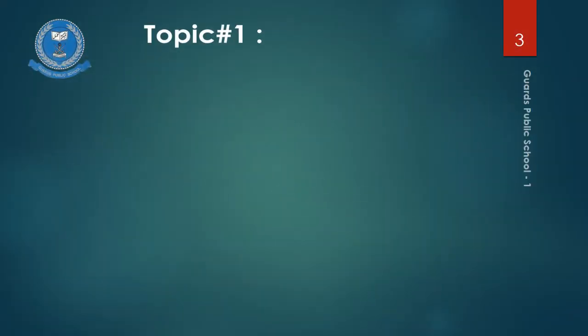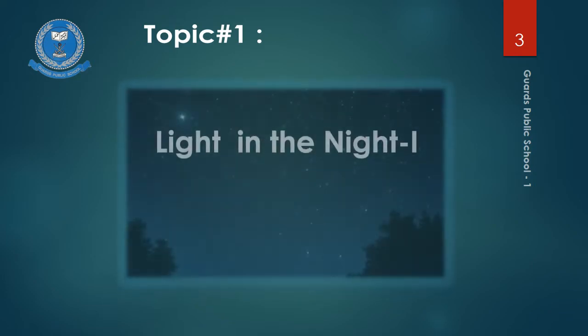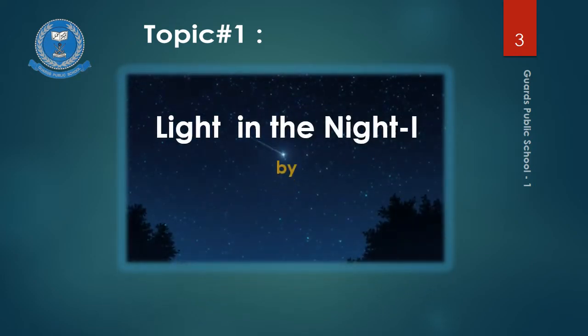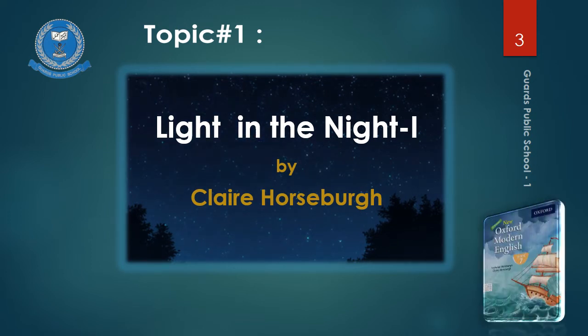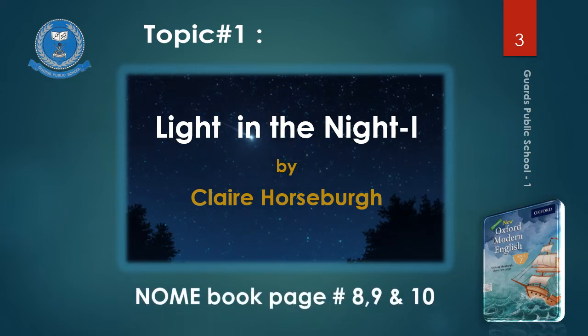So first lesson we have is Light in the Night by Claire Horsburgh. It is in your course book, New Oxford Modern English for class 7. As you see here written NOME, that stands for New Oxford Modern English. So it is on the pages 8, 9, 10.